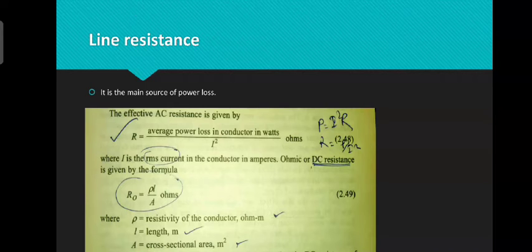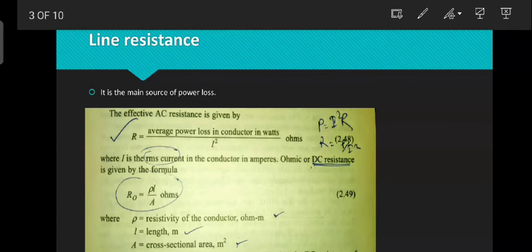Then line resistance. What is line resistance in the power transmission line or overhead transmission line? Let us discuss all the resistance in the transmission line. It is the main source of power loss. There is power loss by which formula? Only this formula, P is equal to I square R.